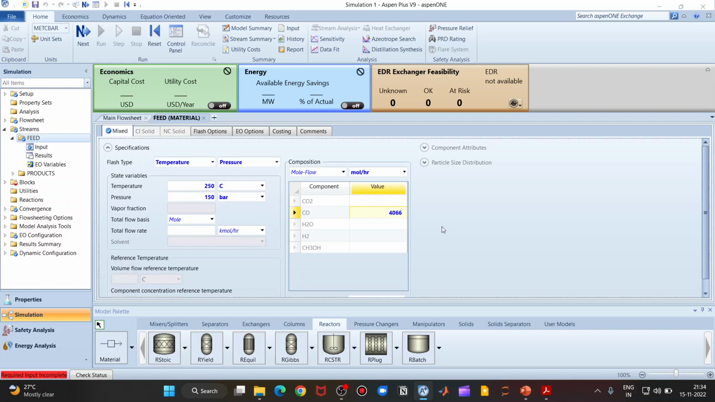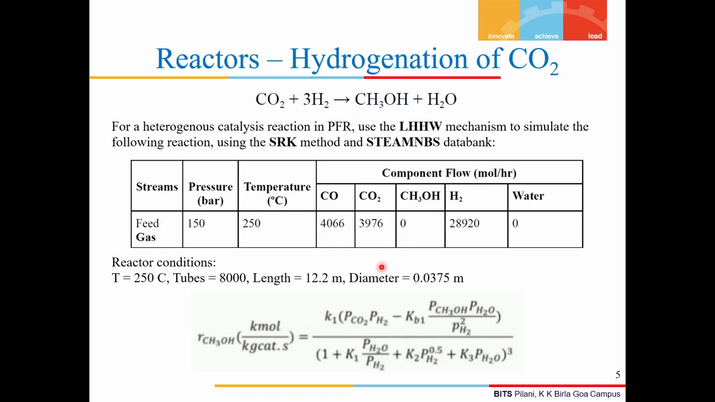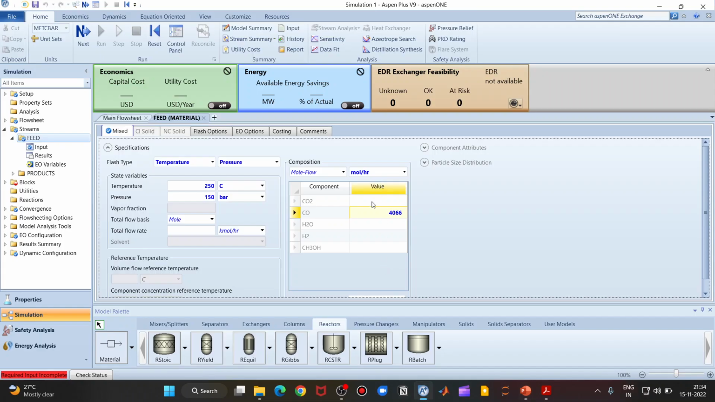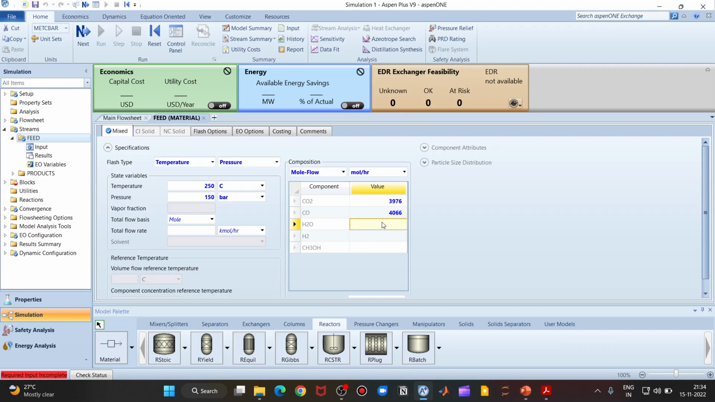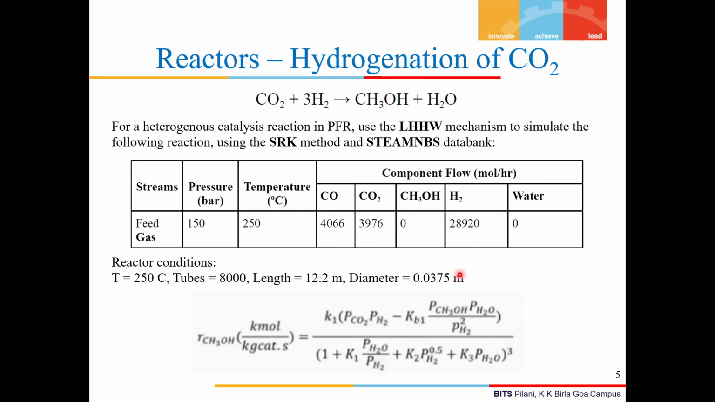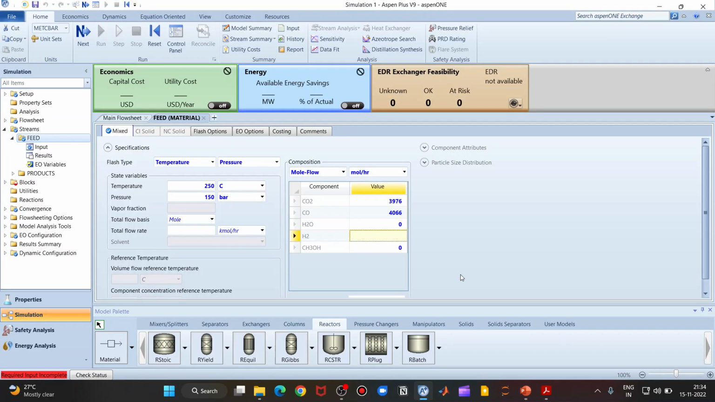Okay, so we have added CO and carbon dioxide is 3976, and water and methanol are 0 because water and methanol are the products, which are not present in the reactant side, and hydrogen is 28,920. Okay, so you have got a blue tick over here.